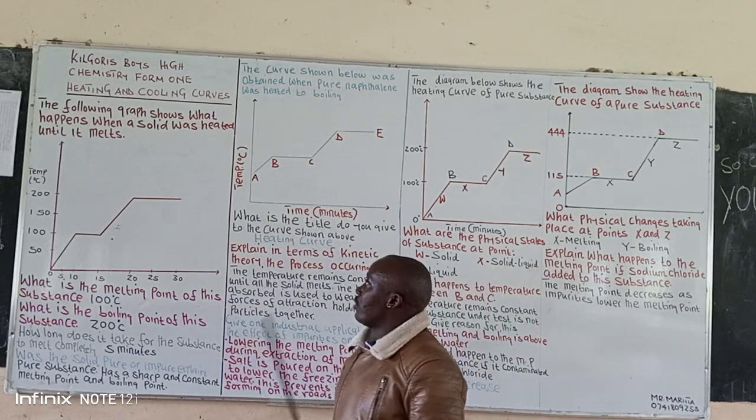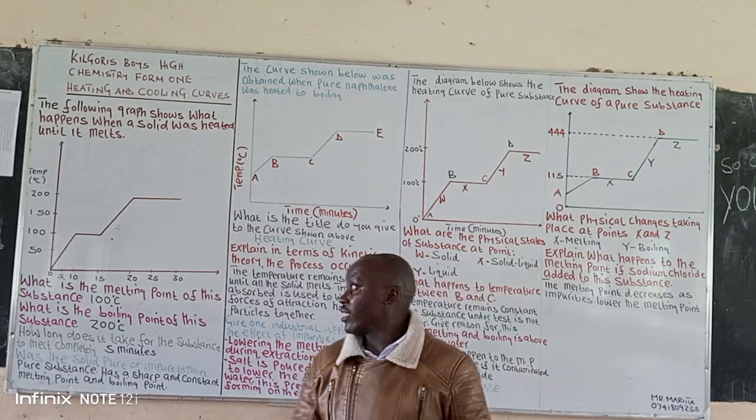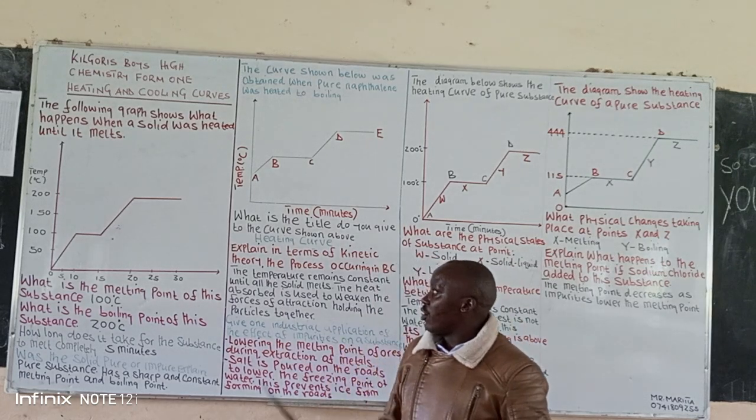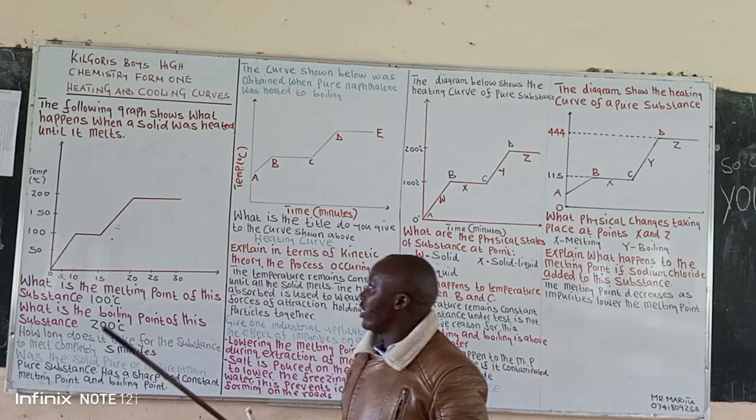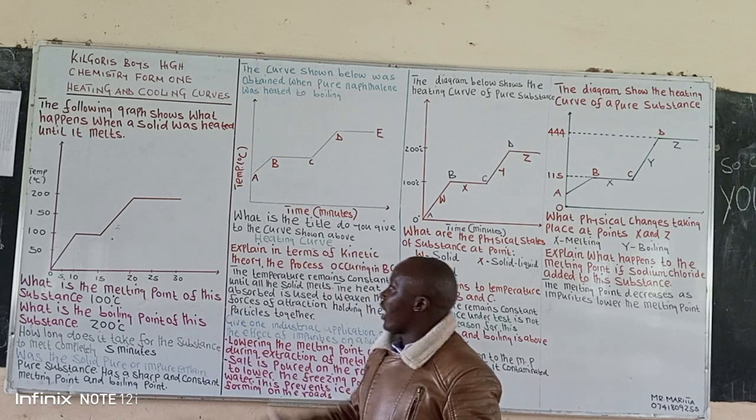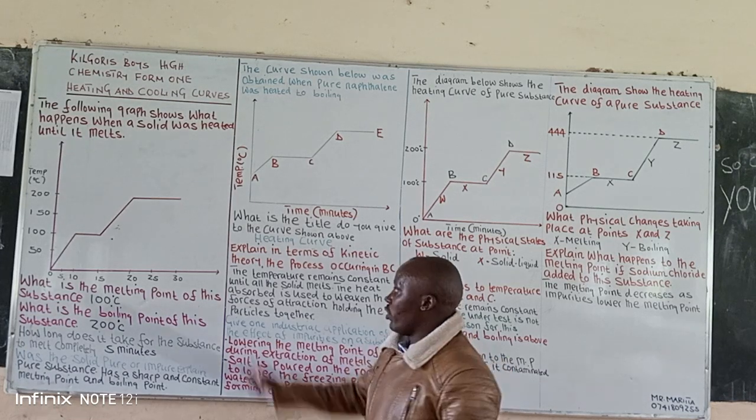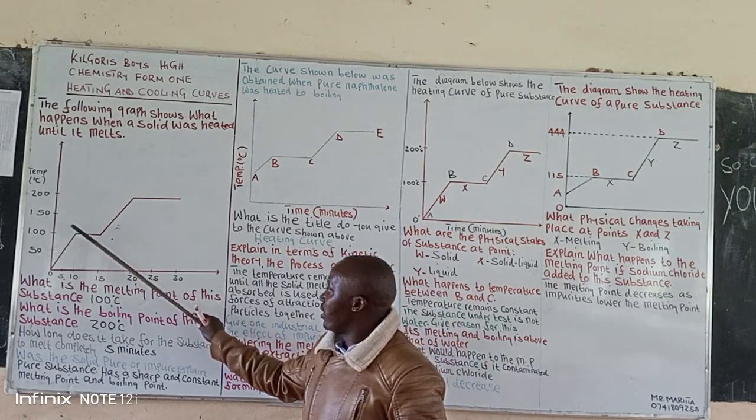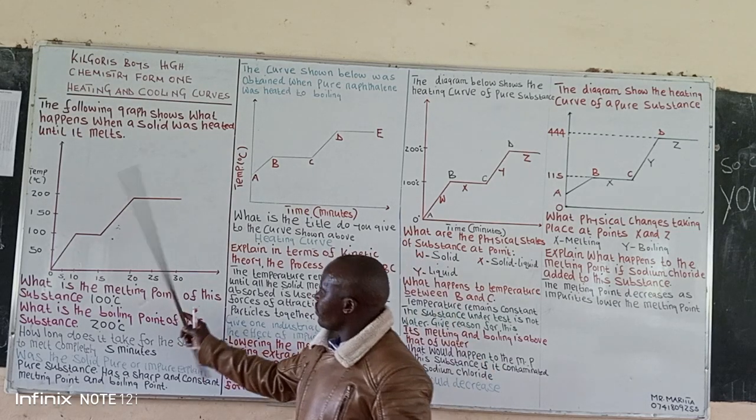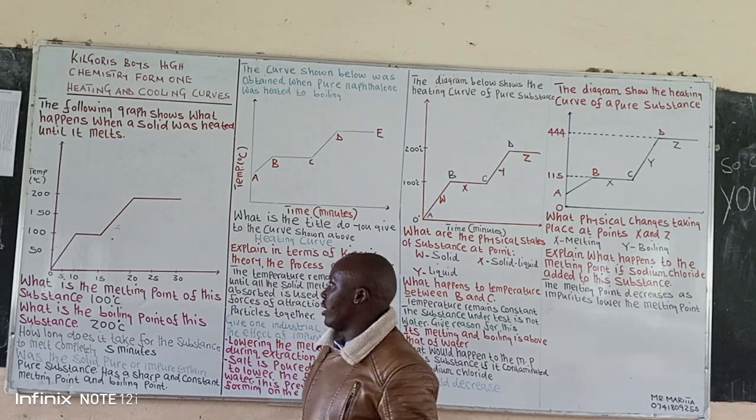The following graph shows what happens when a solid was heated until it melts. We are supposed to study this one and then answer the questions. You can see the solid was heated and it melts at 100 degrees, and then there is boiling at 200 degrees. We have this scale, which is 50, 100. This is where we have the melting point, and then we have 150, 200. This is where we have the boiling point of this substance.